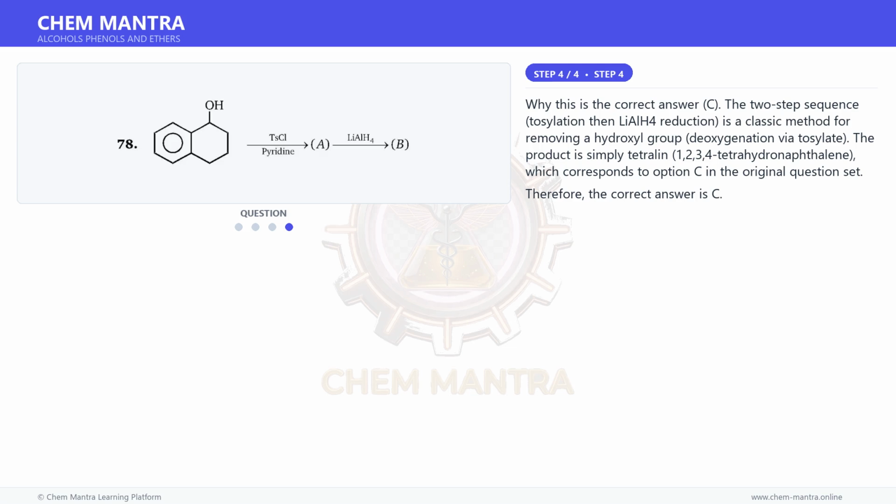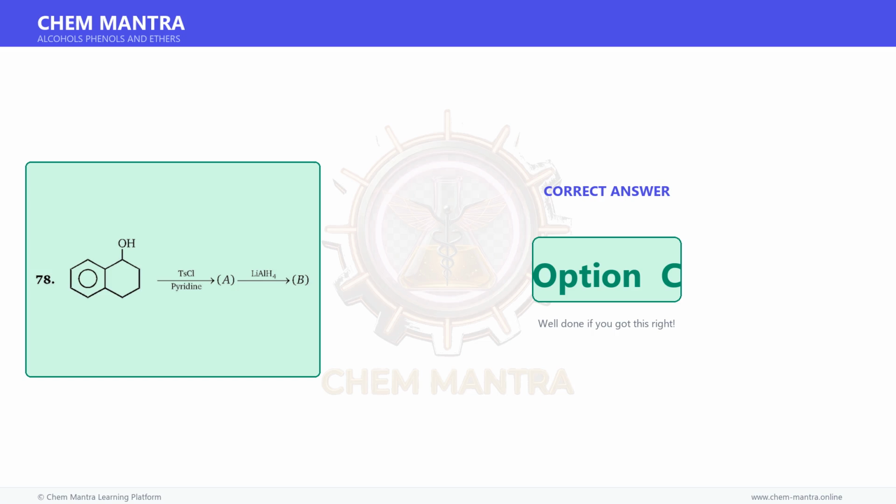And for the final step. Why this is the correct answer, C. The two-step sequence, tosylation then LiAlH4 reduction, is a classic method for removing a hydroxyl group, deoxygenation via tosylate. The product is simply tetralin, 1,2,3,4-tetrahydronaphthalene, which corresponds to option C in the original question set. Therefore, the correct answer is C. Therefore, the correct answer is option C.